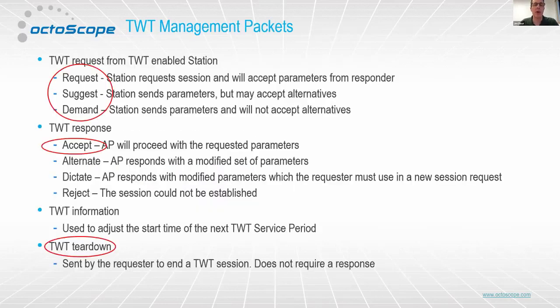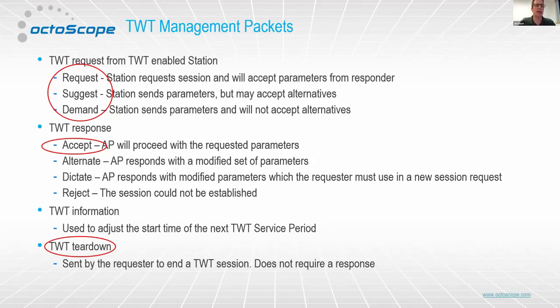In our demo here, these are the different types of requests and responses that can be sent. So the station can send a request where it just asks the AP for a set of parameters to set up a session. It can send a suggest message where it puts its parameters in and sends them to the AP to be approved. It can also send a demand message where the parameters it's sending are the only parameters it's going to accept, and it's not going to open up a session unless the AP accepts them.